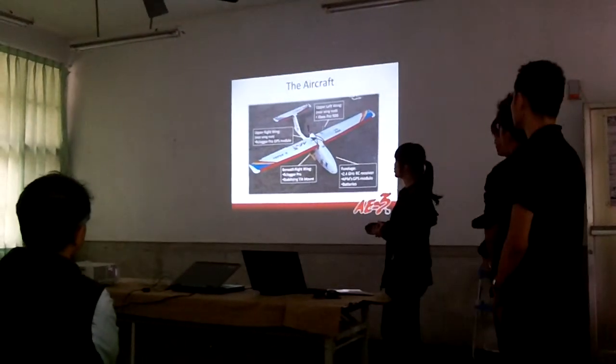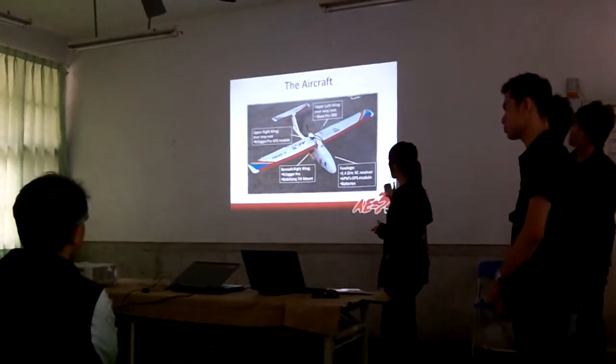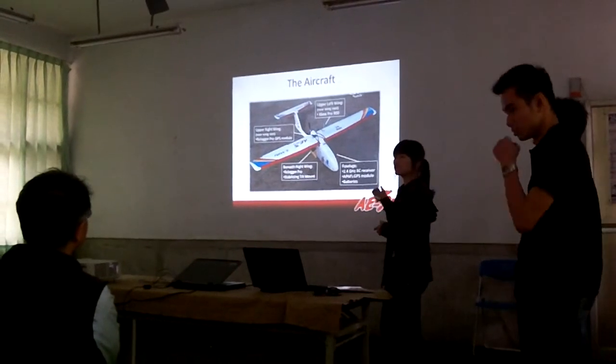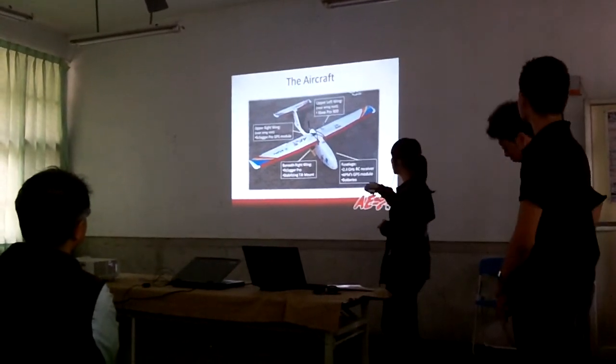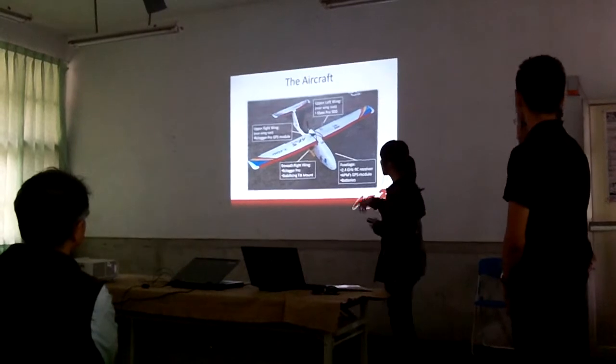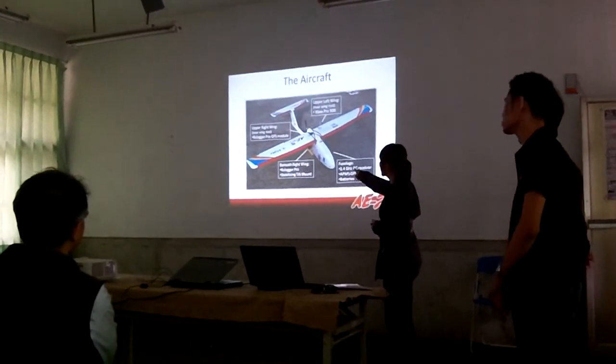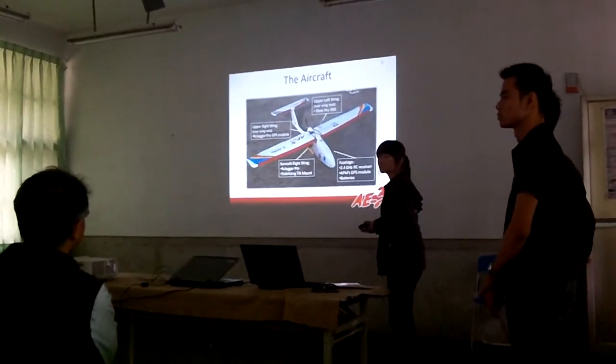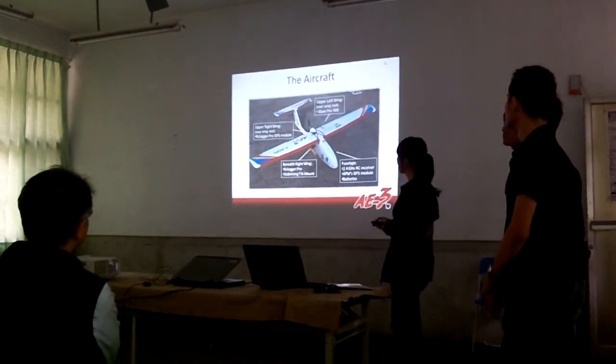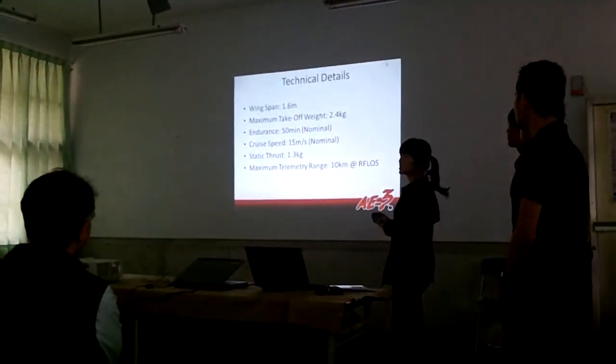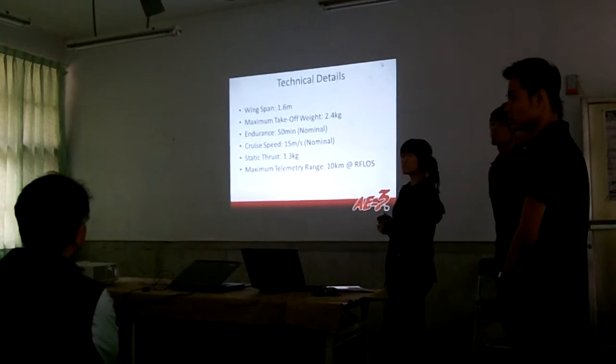So this picture shows the aircraft. So it shows where our devices are located within the aircraft. So for example, for our RC logger Pro, which is our video camera, is located beneath the right wing. So these are just some technical details.